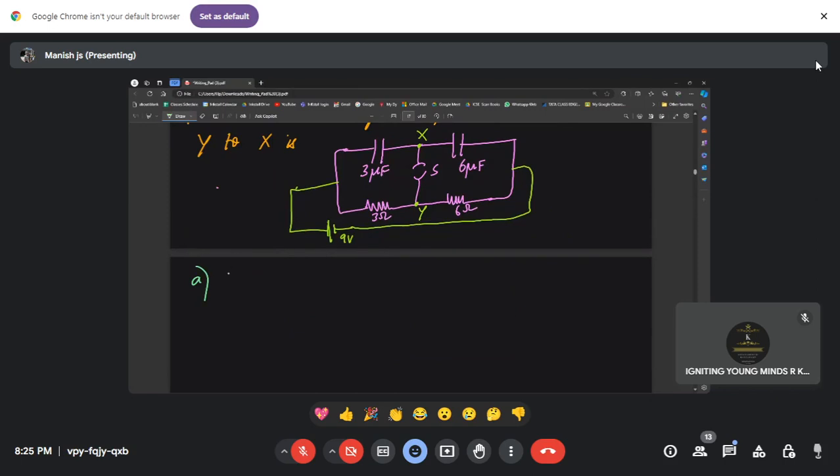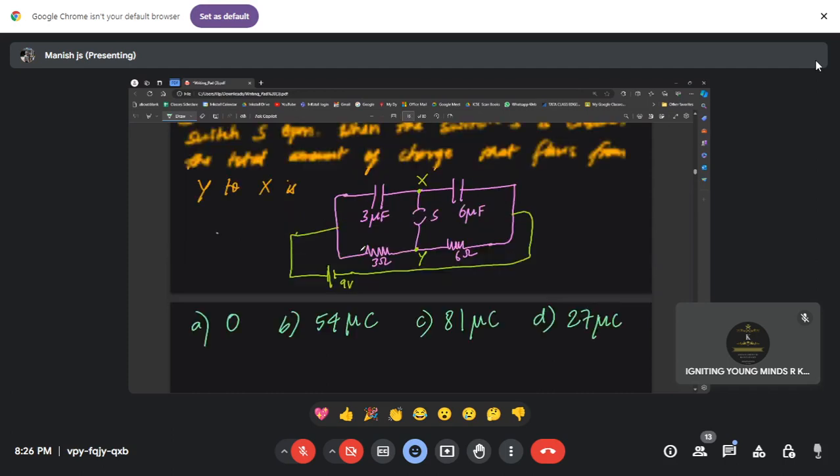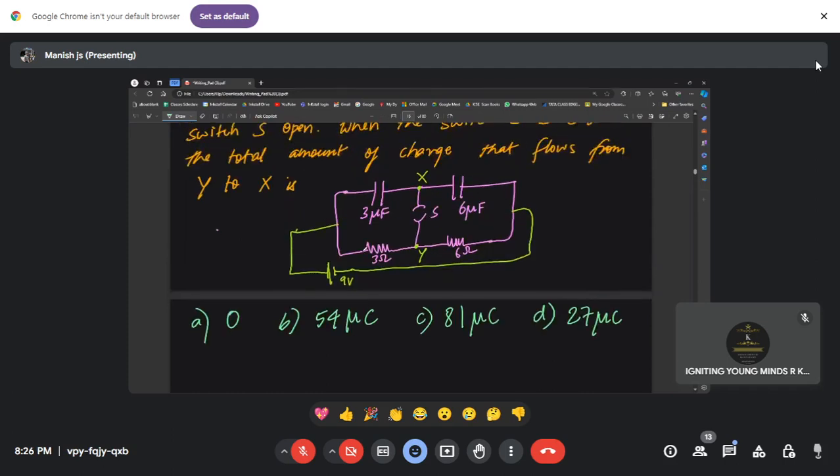First one, option A is 0. Option B is 54 microcoulombs. Option C, 81 microcoulombs. And option D, 27 microcoulombs. Okay, these are the options. Now, what is the charge that is flowing from Y to X? That is what we will have to find out.